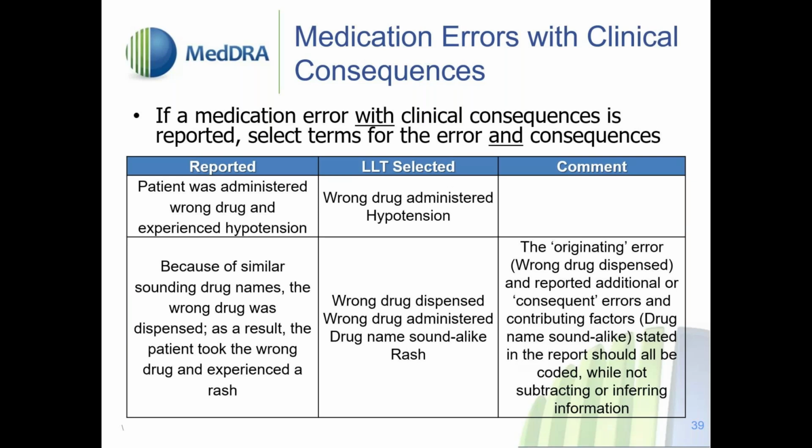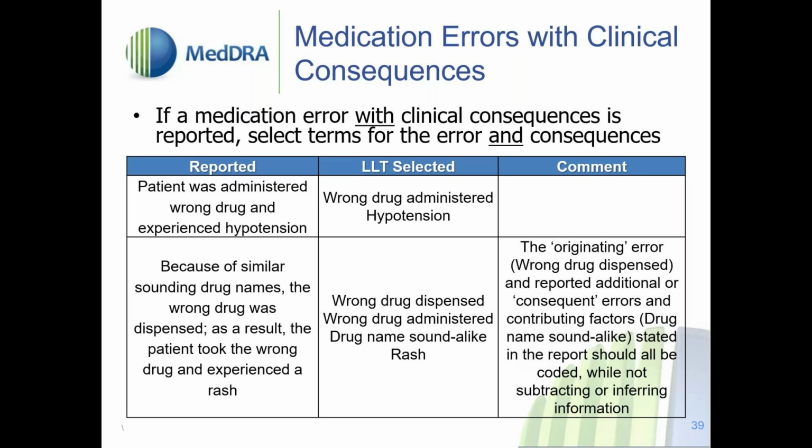Sometimes the report gives you a story. It gives you a lot of information that you need to unpack and think through. So the second example we have here is a bit long. Because of similar sounding drug names, the wrong drug was dispensed. And as a result, the patient took the wrong drug and experienced a rash. So, okay, we do have a clinical consequence. We have the rash. We do know that that needs to be captured.